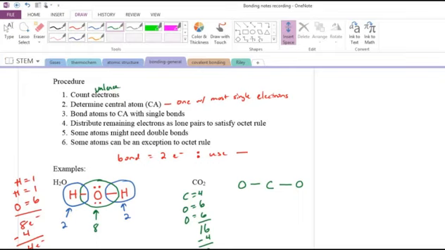So distribute remaining electrons as lone pairs to satisfy octet rule. So 2, 4, 6, 8, 10, 12. Uh-oh, I've run out of electrons. And this oxygen over here doesn't have the 8 that it needs. So, not going to be done after step 4. Some atoms might need double bonds.